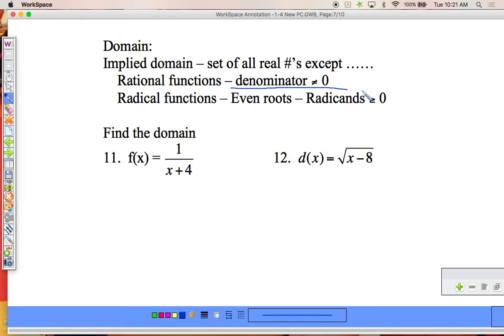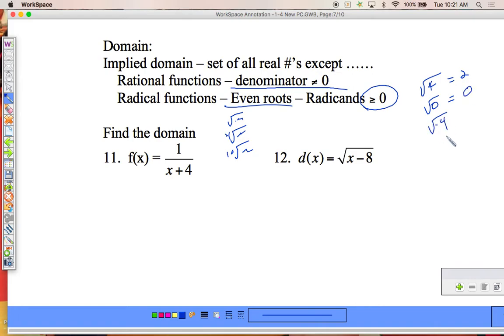All right, the second situation is a radical function. And all we're going to worry about are even roots. Square roots, fourth roots, 10th roots, and the like. If I have an even root, our radicand, what's underneath, has to be greater than or equal to 0. The reason is, the square root of 4 we know is 2. The square root of 0, 0 times itself gives me 0. Okay, that's 0.